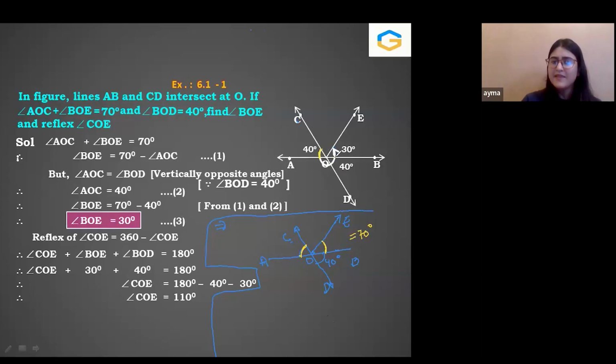This angle and this angle, aren't they vertically opposite to each other? So that means अगर ये 40 है, ये भी तो 40 होगा आपके पास, तो लगा दो 40, मिल गया आपको एंगल AOC 40 यहाँ पे.